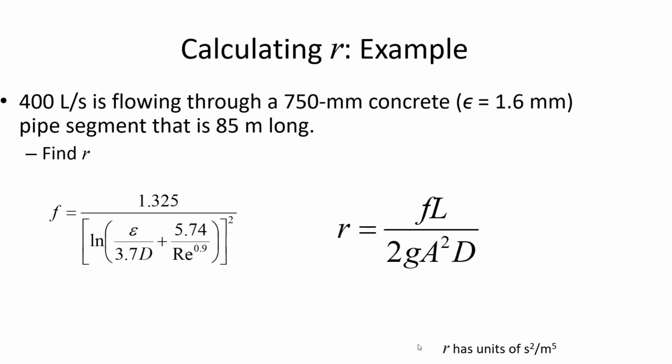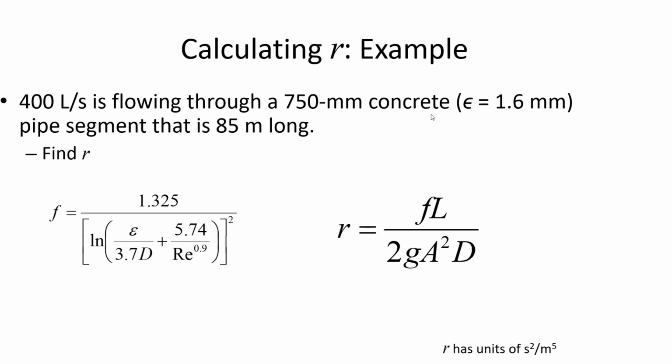Now, how do we calculate an R value? Well, let's say, for instance, that we've got a certain known flow rate going through a pipe. So if the flow rate is known and the diameter is known, that's going to enable you to calculate the velocity, which will enable you to calculate the Reynolds number.